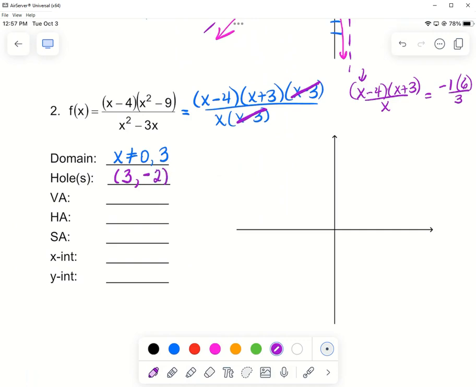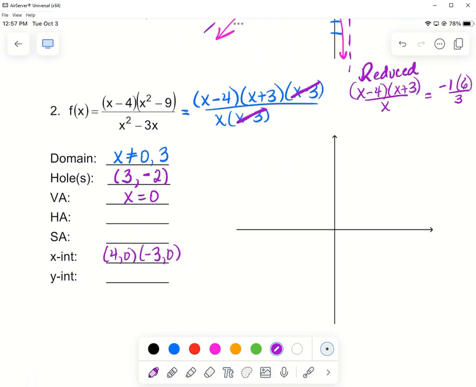Again, if you go in a different order than I'm going, that's fine. I'll go ahead and do my VA, which is going to be x equals 0, because that would make the denominator 0. So again, I call this the reduced version. The key is you've got to do your holes before you do your VA and your roots, because you want to make sure you don't list those there. The x-intercepts, I'm going to have 4, 0 and negative 3, 0.